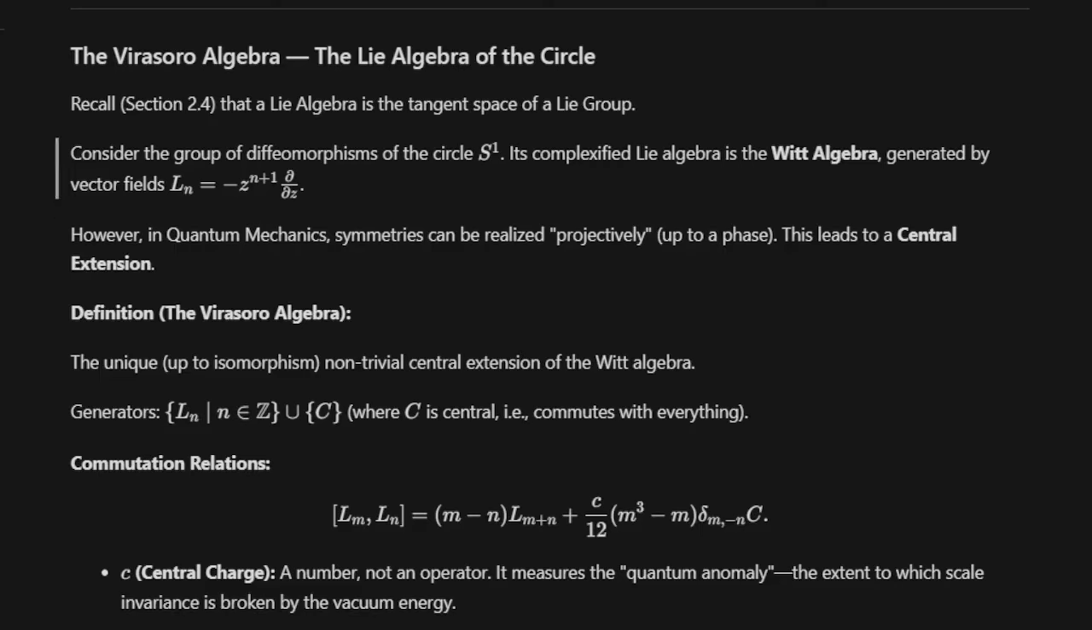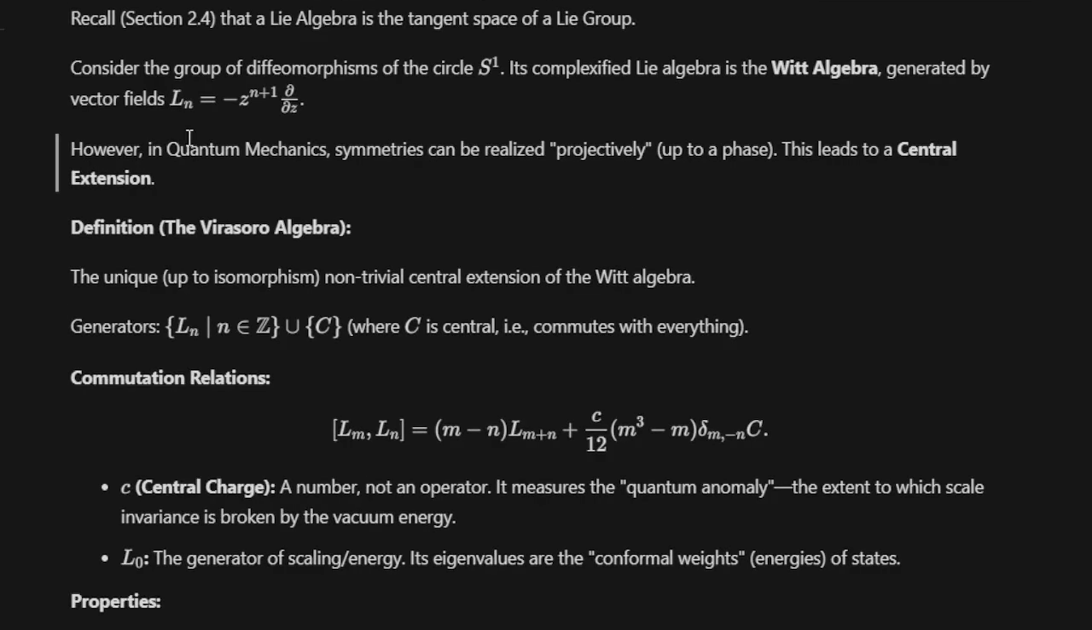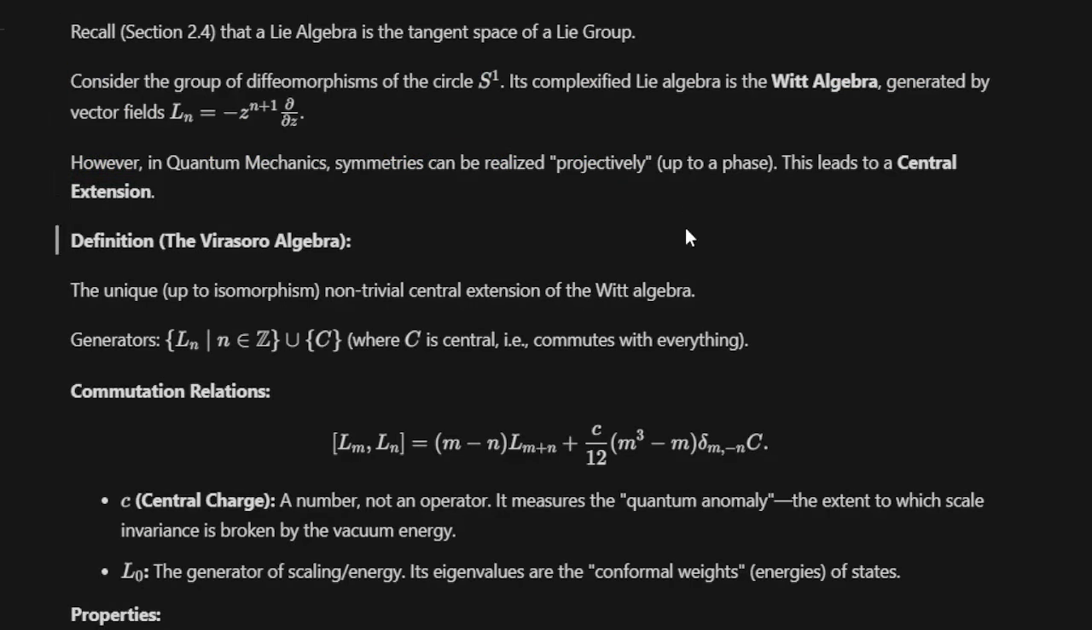So remember that a Lie algebra is the tangent space of a Lie group. Okay, and for the group of smooth deformations on a circle, say S1, the Lie algebra is the Witt algebra, and it is generated by vector fields. Okay, and we can complexify the Lie algebra, right? But in quantum mechanics, symmetries can be realized projectively, up to some arbitrary phase factor. And so it doesn't matter whatever phase I'm putting in front of my wave function, it still allows me to describe the state.